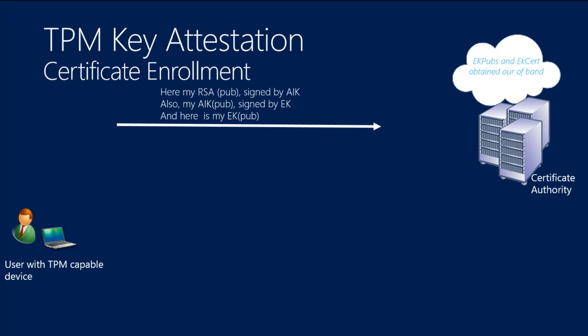Again, AAK is the only one that can sign the blobs. And we add the public portion of this pair of keys to this blob. We also sign everything by EK cert. EK cannot sign. So after we've done all of that, we add the EK public key to this payload and send it to the certificate authority.